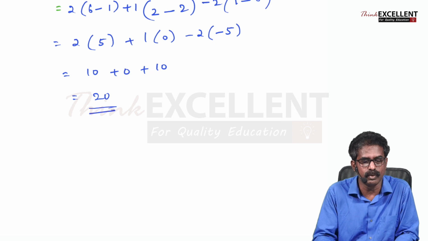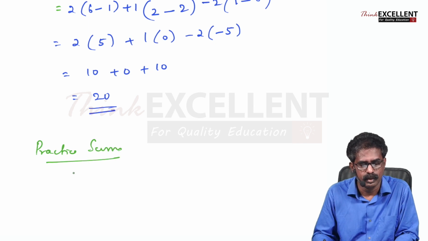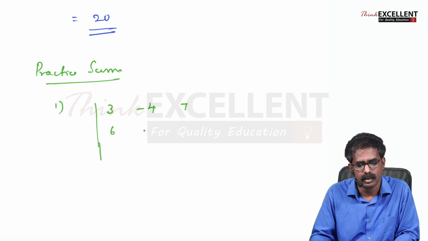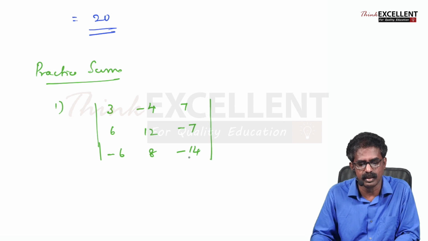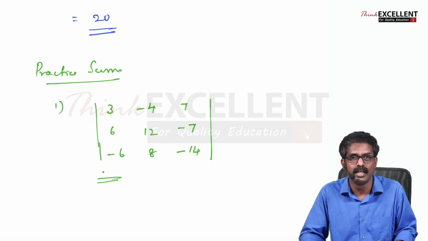Okay, so just I'll give you 1 or 2 sums for you to practice. So the first question is 3 minus 4, 7. 6, 12 minus 7. Then here I am writing minus 6 plus 8 minus 14. Okay, so this is one question. Just you try to expand and find the answer.